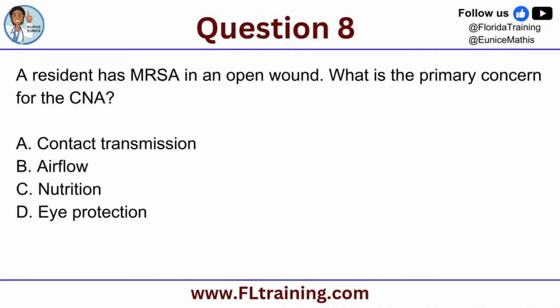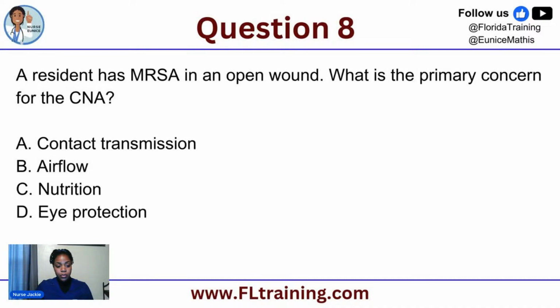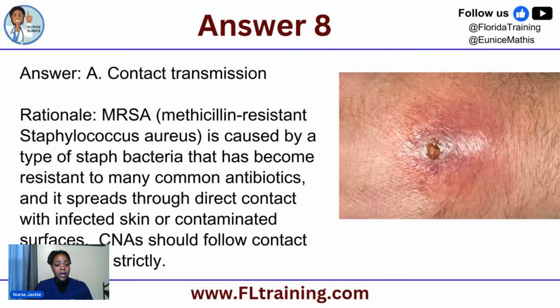All right, here we go in 3, 2, and 1. The correct answer is A, contact transmission. So MRSA stands for methicillin-resistant Staphylococcus aureus. What that word means is that this organism is resistant to methicillin antibiotics. So it can only be treated by certain treatments because it's already resistant to a certain kind.